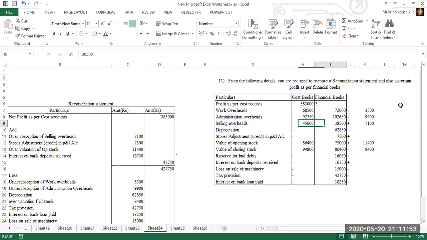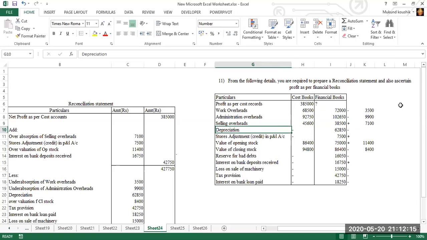Then selling overheads: as per costing books it is 45,600 and as per financial books it is 38,500. Here the costing books amount is more than financial books, which means it is over absorption. Whenever there is over absorption of overheads, we have to add. So we take the difference between these two numbers, which is 7,100, and we add it to profit as per cost records.